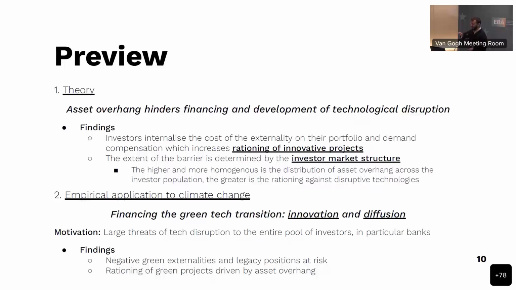We do find that the presence of green firms in an economy impacts other firms negatively, both in terms of probabilities of default, but also in terms of collateral devaluation. And this translates back into risks for the investors. And then we find a link between the existence of those risks and the extent to which the originators of those risks, so the green firms, get rationed to a larger extent.